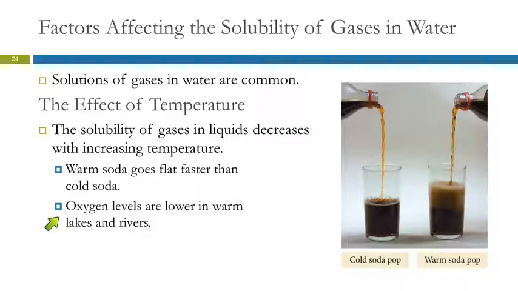This affects oxygen levels in lakes and rivers. If the water is warm, the oxygen level is lower. At colder temperatures, the oxygen level is higher. And so fish and other aquatic life is accustomed to a particular oxygen level. And so that's why, when you buy fish at the pet store, you don't want to put them into water that has a very different temperature because the oxygen levels are very different and they're not going to be very happy. They might even die.